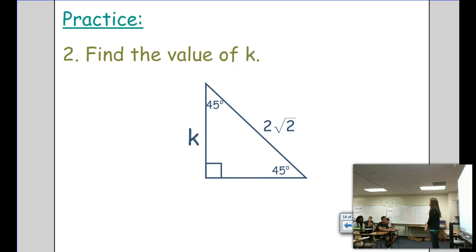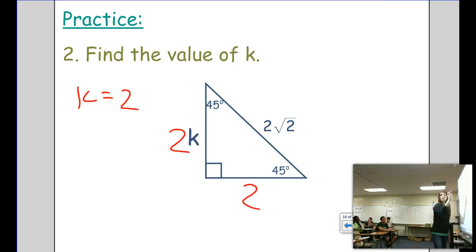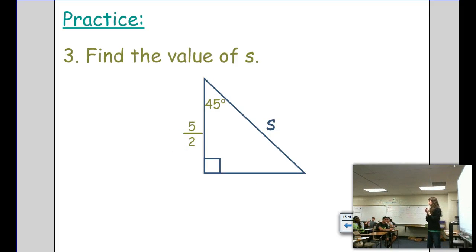Don't say it yet. Let everyone think. Paige. Well, what is K? 2 root 2. Very good. Paige grabbed whatever number was in front of square root 2, and that was the leg. So these are the easy ones. Can they all be like that? No, because they're not all like that in life.